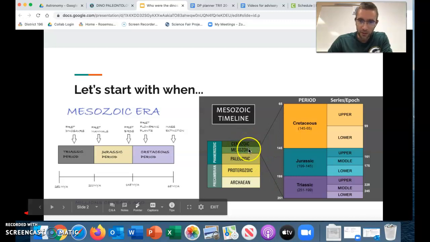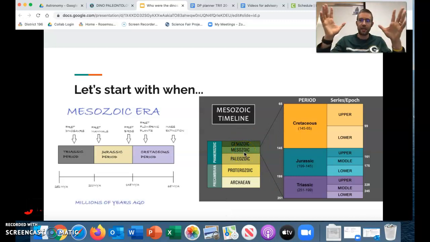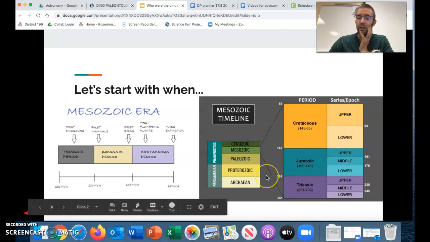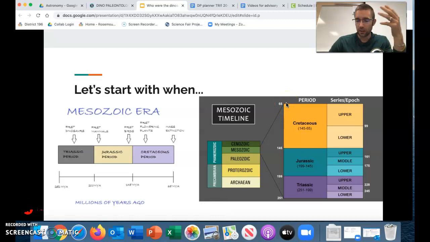Before the Cenozoic, we hit the Mesozoic, and that's kind of the age of dinosaurs, which you can then break down, as you can see, into the Triassic, Jurassic, and Cretaceous, which can be further subdivided as well. So we're dealing with the time frame from about 251 million years ago to 65, 66 million years ago. So a good chunk of time.